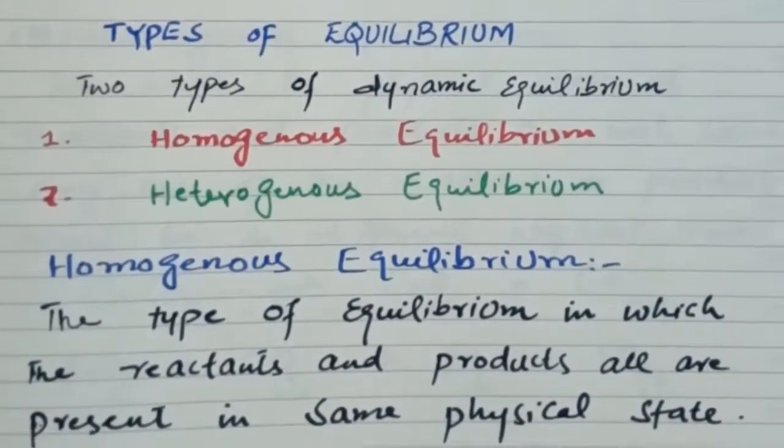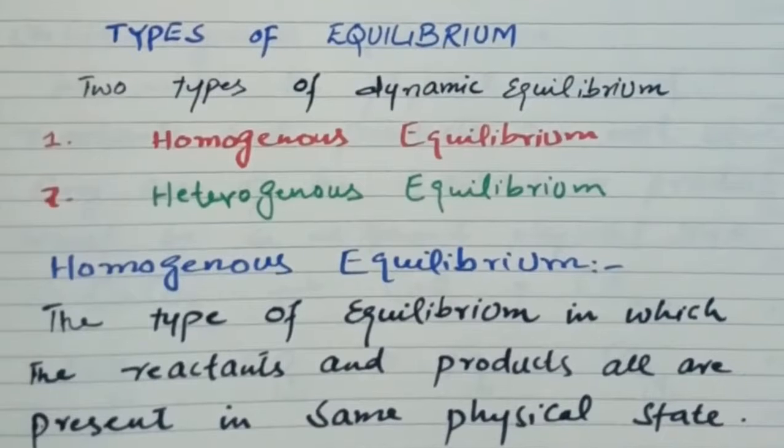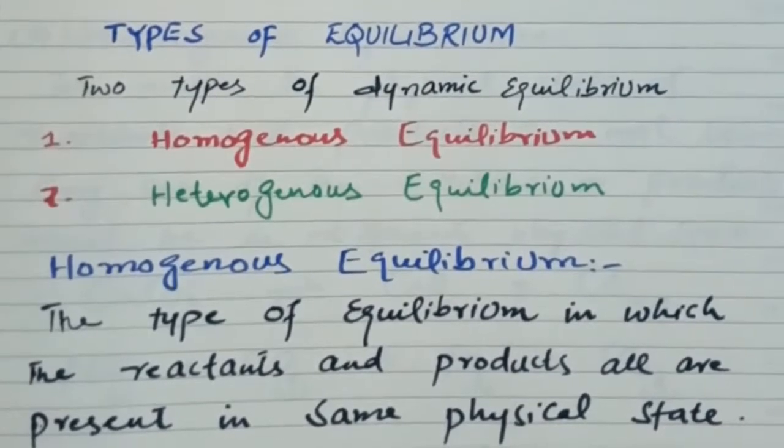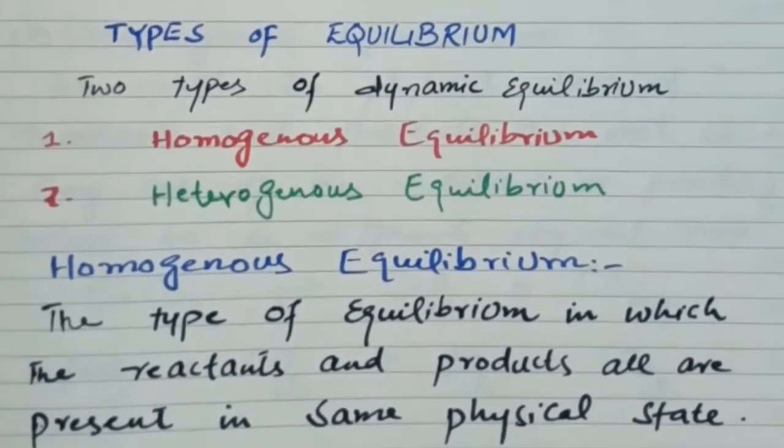Dear students, today we will study about types of chemical equilibrium. So remember that there are two types of chemical equilibrium, or it may be called dynamic equilibrium. These two types are homogeneous equilibrium and heterogeneous equilibrium.